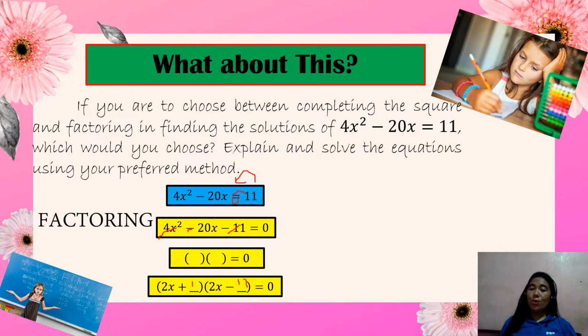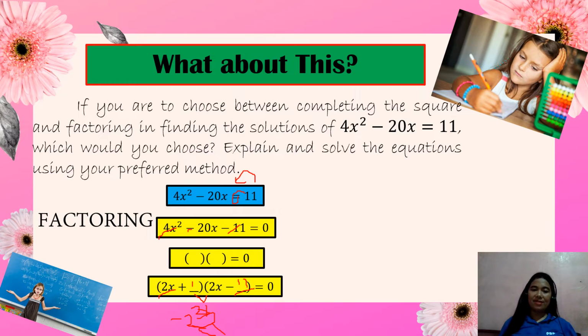Okay, so how do we check whether these factors are correct? Of course, we need to multiply our inner terms. We have 1 times 2x is 2x. And then multiply 2x, the outer terms, with negative 11. So that's negative 22x.